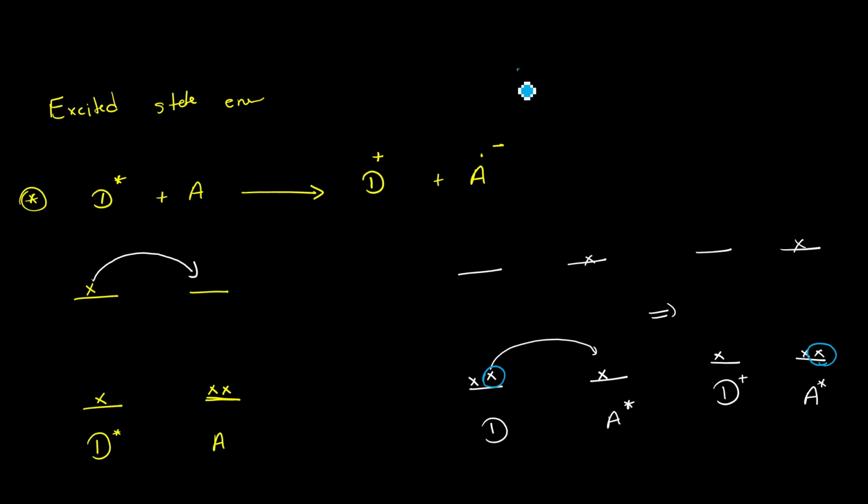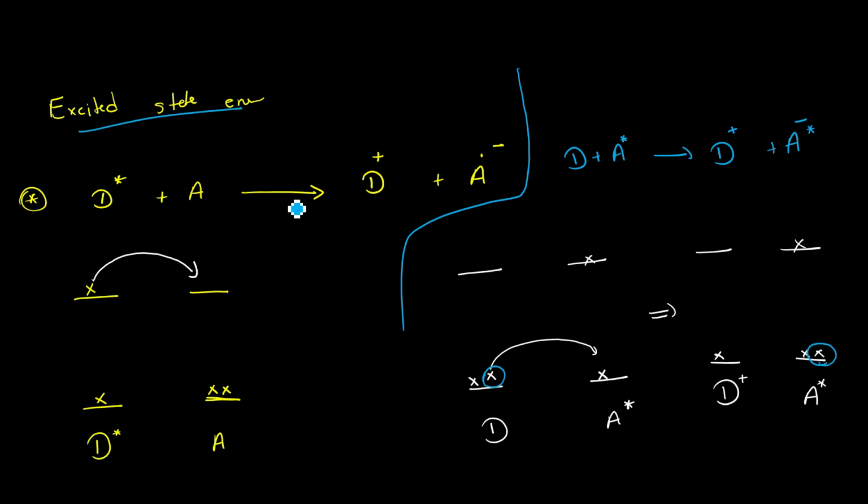So if I write the mechanism for the reaction for this particular process, here we have the donor and we have the excited acceptor. When the collision happens, we have the donor with the positive charge and the negatively charged acceptor in the excited state. These are the two processes available for electron transfer in the excited state. So we have talked about two ways basically for the electron transfer.